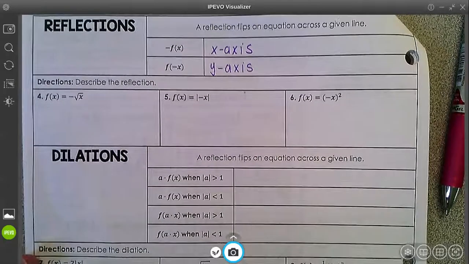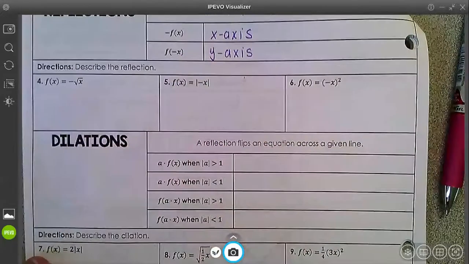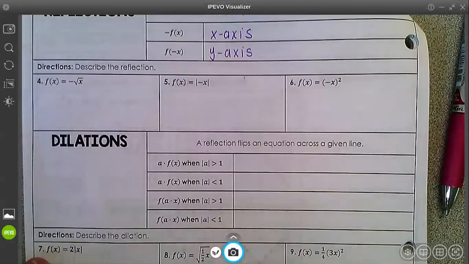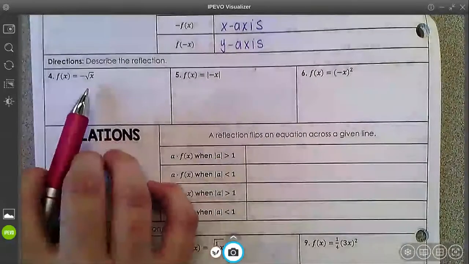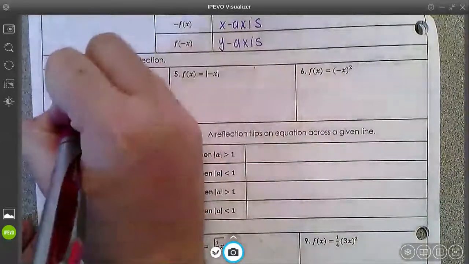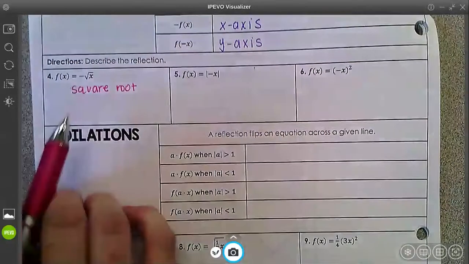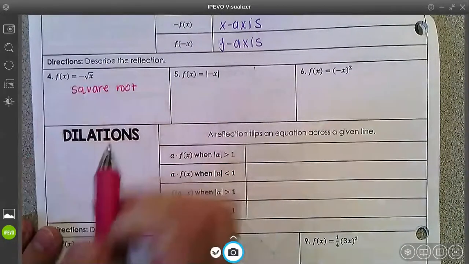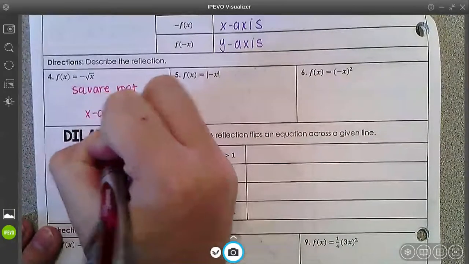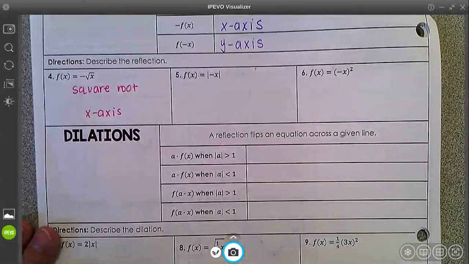So we've got 3 examples. We're going to tell what type of function it is and then tell which line it's reflected across. We could have some that are reflected across both. That's possible. So number 4, what type of function? Good. So is that x or y-axis? It is the x-axis because that negative is outside of the square root.